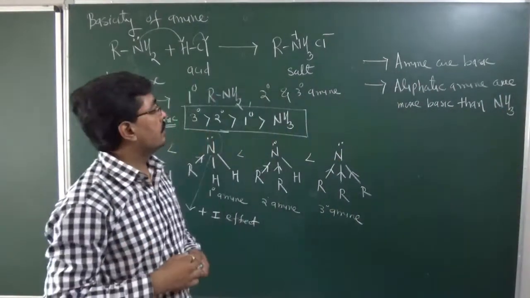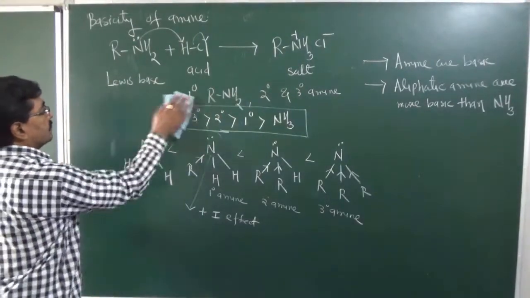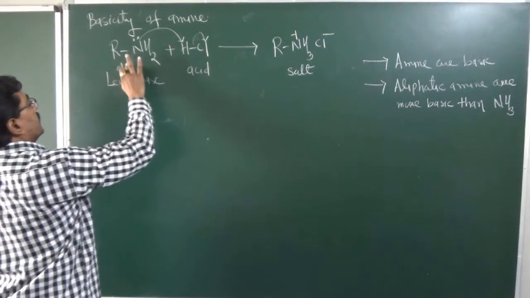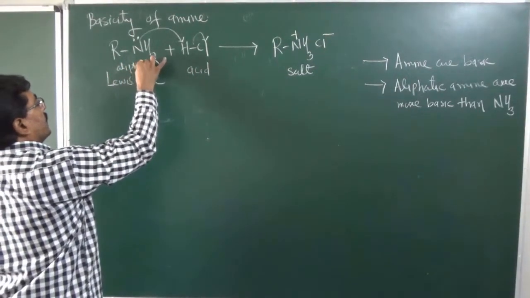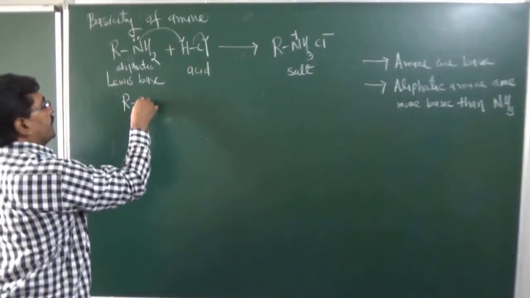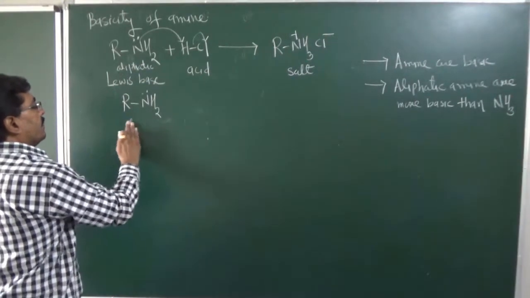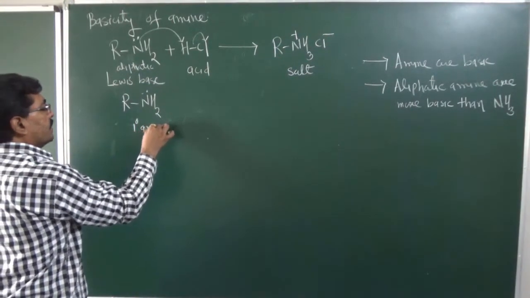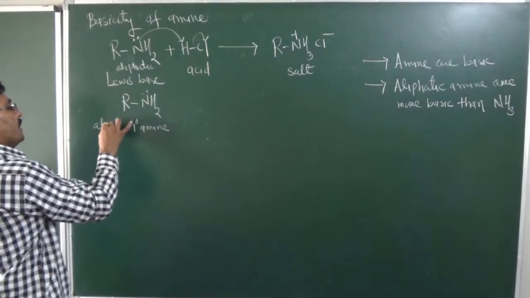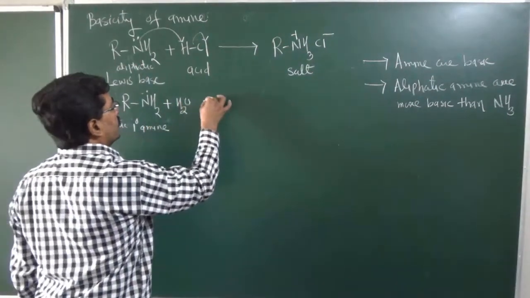Now we have to discuss aromatic amines. Now I will remove this. When we take an aliphatic amine, it is observed that the aliphatic amine reacts with a water molecule. Suppose I have an aliphatic amine, and I have taken a primary amine. Let me write here that it is aliphatic. So the aliphatic primary amine is taken by me, and it is allowed to react with the water molecule.